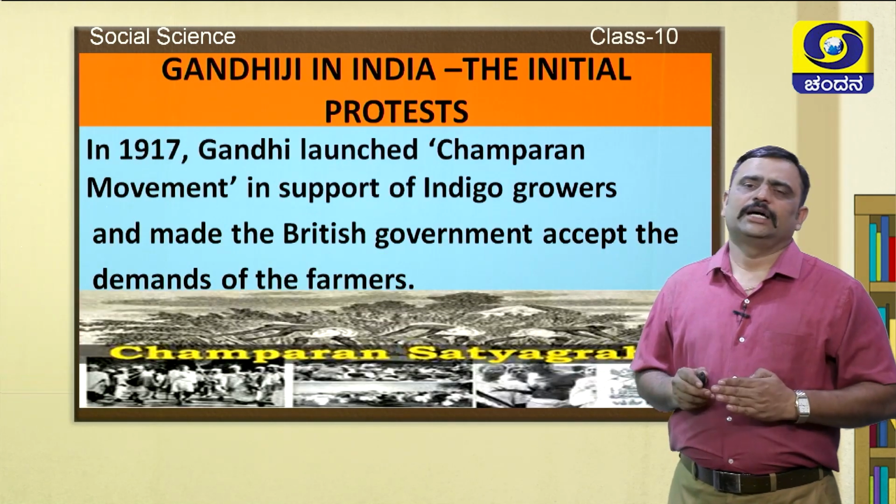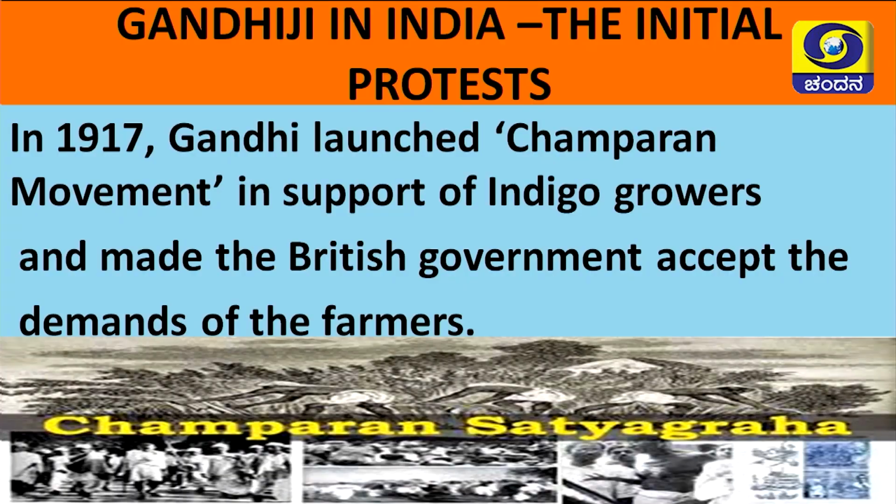Gandhiji in India, the initial protests. In 1917, Gandhiji launched Champaran movement in support of indigo growers and made the British government to accept the demands of the farmers. Why did Gandhiji take the cause or the issue of farmers in the beginning?